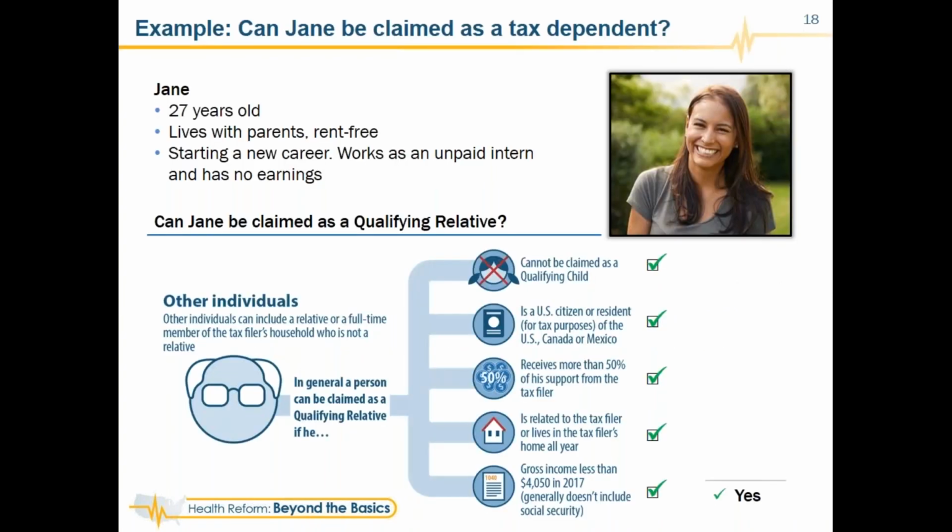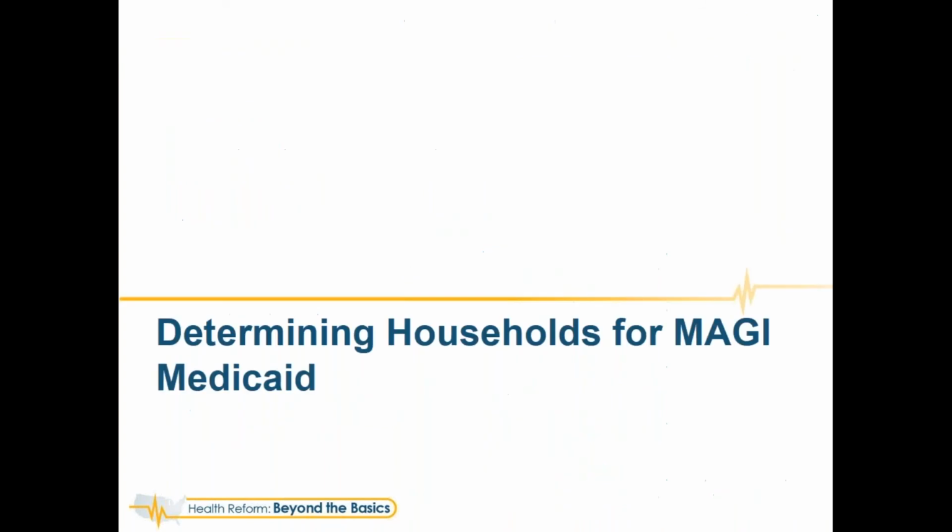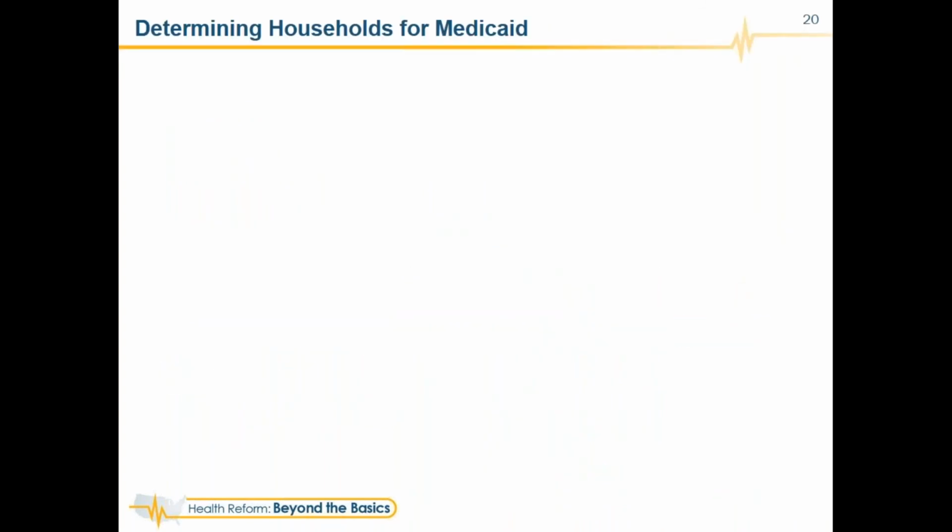means that when she comes in to do her application to say that she needs health insurance, we may or may not be considering her parents' income. And Shelby is going to walk us through some of the more complicated rules that build off our basic understanding of the definitions of tax dependents and tax households, the rules as they apply to Medicaid. Thanks, Tara.